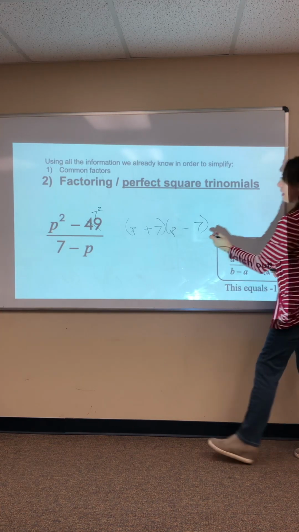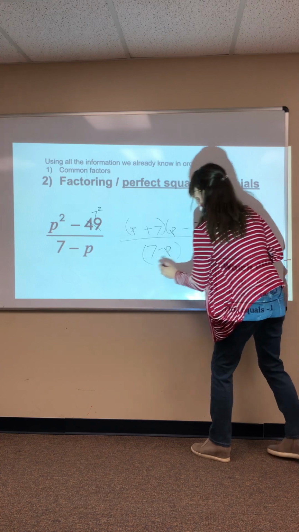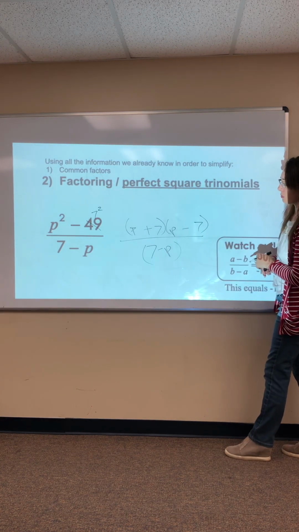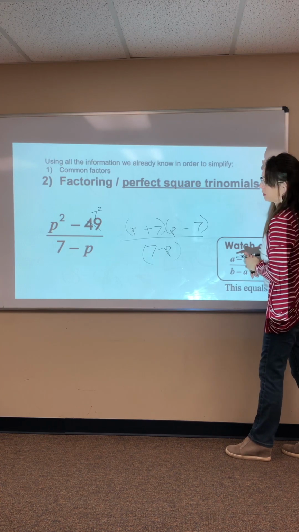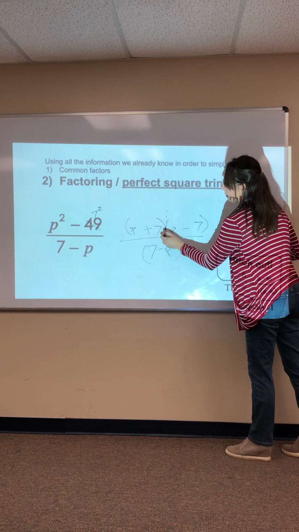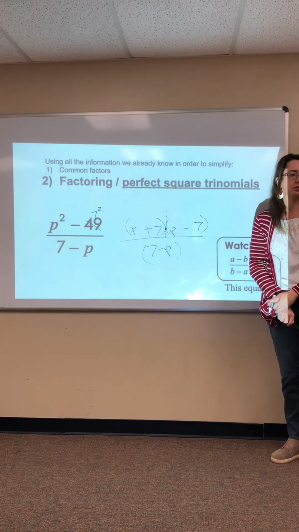Perfect. Now on the bottom we have 7 minus p. So where can we break them apart? Where's our multiplication sign? In the middle. Right in the middle of these two. So this is where we can break them apart. Okay. Is there anything that is identical that we can pull out?